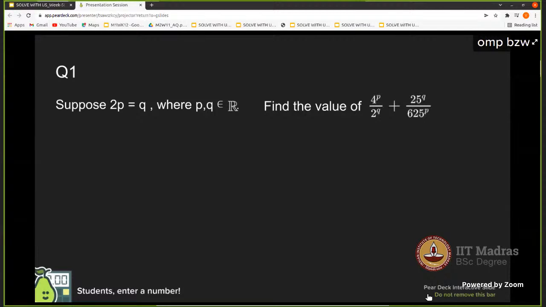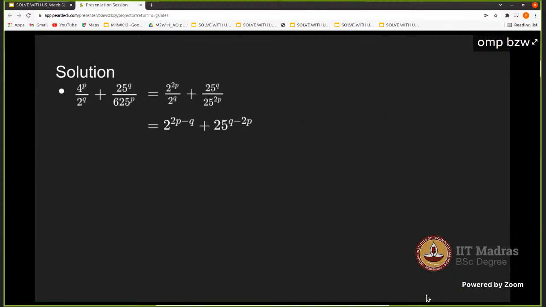No? Okay, then let me proceed to the solution. As we know from the properties of exponents, in 4 power p by 2 power q, I can write 4 power p as 2 power 2p, right? 4 I can write as 2 square, and 2 square whole to the power of p is nothing but 2 power 2p. So 2 power 2p by 2 power q, plus the same thing, but this side it is in the denominator.